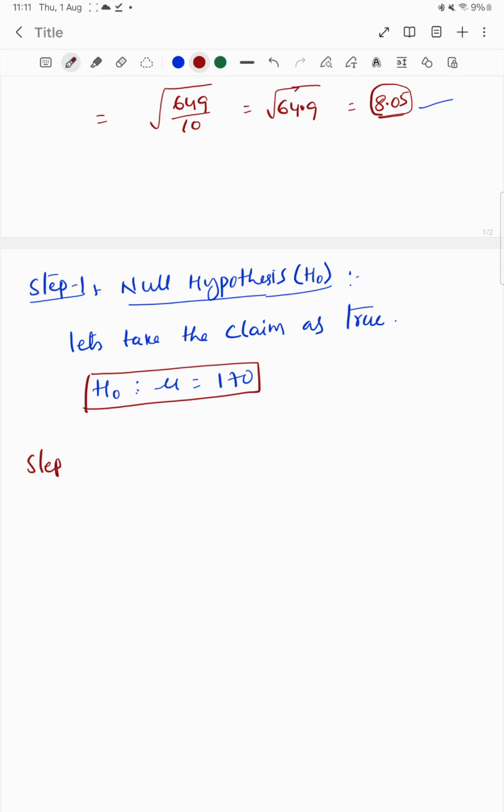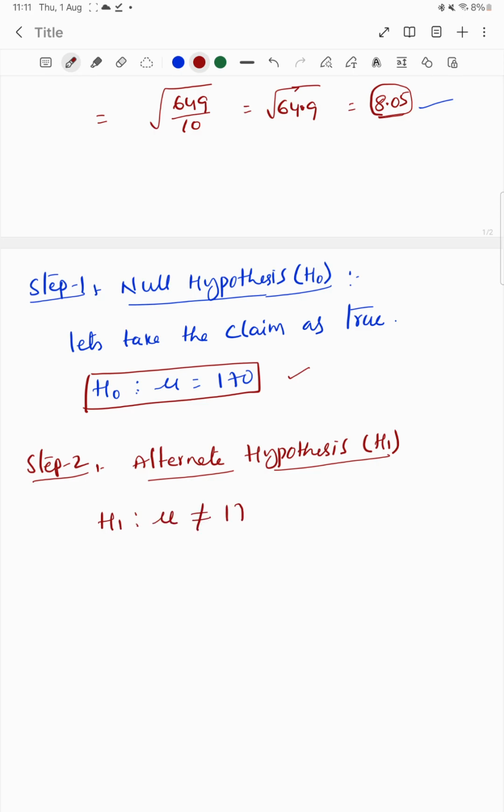Now coming to step 2, we have to write the alternate hypothesis, H1. The alternate hypothesis is always opposite to the null hypothesis. Since the null has equal, mu will obviously be not equal to 170 in the alternate hypothesis, because if mu is not 170, then it might become less than 170 or more than 170. So that can be written as not equal.